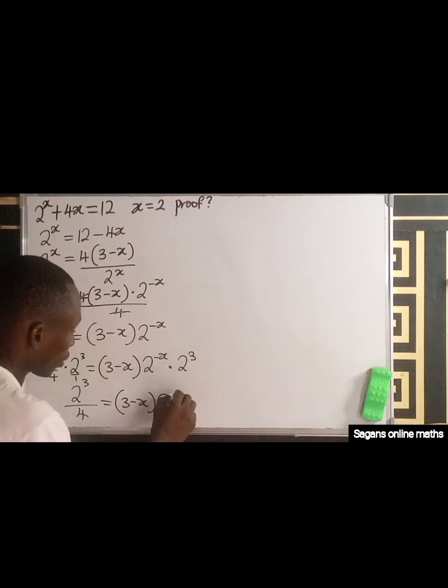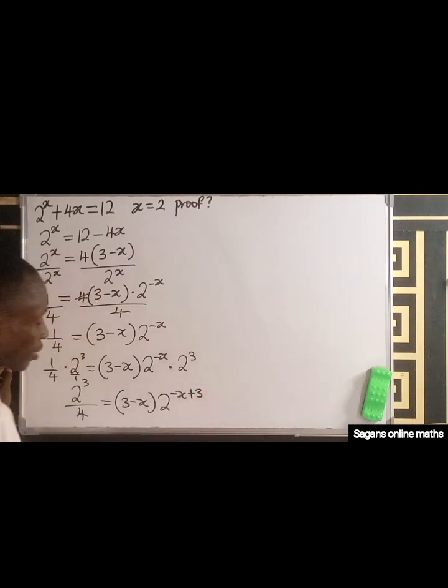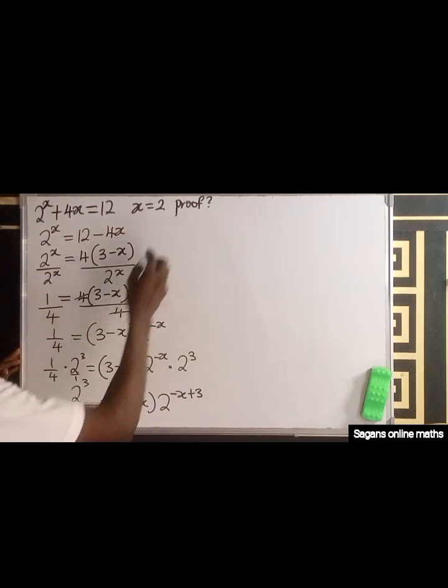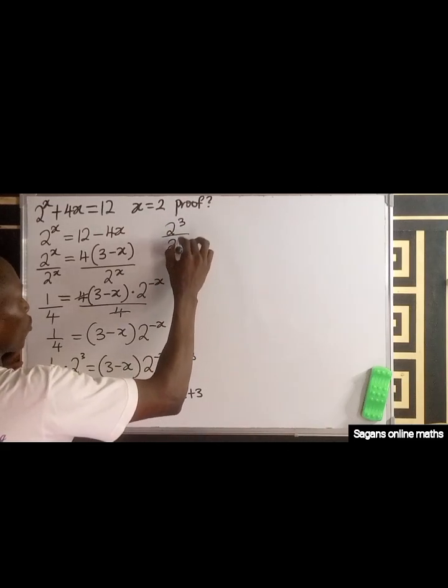Now, this now becomes what? Minus x, right? Plus what? Plus 3. Wow, this is fantastic. Now, I can also write minus x plus 3 as x minus 3, right? So, from here, I'm going to add this is what? 2 raised to the power of 3, then divided by 2 raised to the power of 2.